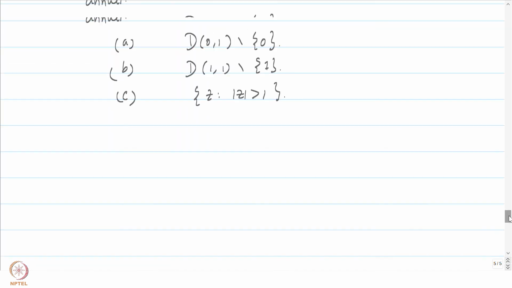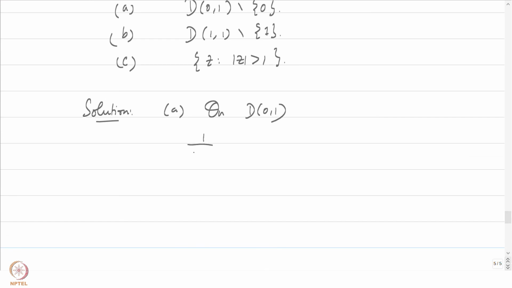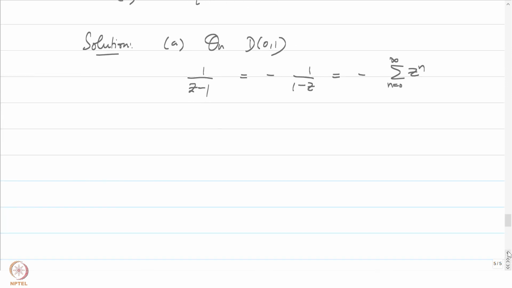And therefore, we can talk about a Laurent series expansion in each of these annuli. Let's start with the first one. On D(0,1), what do we know about 1 by z minus 1? We know that this is basically minus 1 by 1 minus z, and for mod z less than 1, we know that this has the series expansion summation z to the power n, where n goes from 0 to infinity. This power series expansion exists.